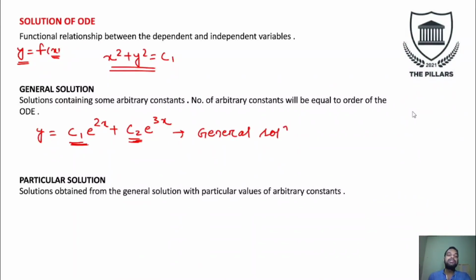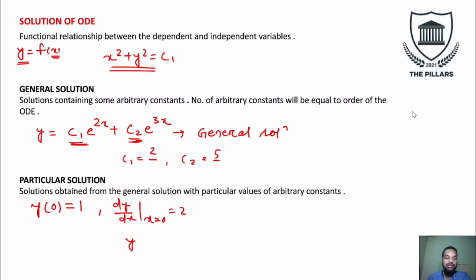Now, let's say we are given a condition like y at x equal to 0 is 1, and dy by dx at x equal to 0 is 2. If we apply these conditions in this equation, we can find c1 and c2. Let's say c1 is 2 and c2 is 5. Then this equation becomes 2 e raised to 2x plus 5 e raised to 3x. Then this becomes the particular solution.